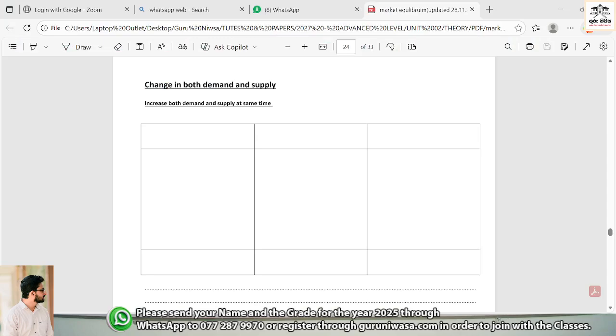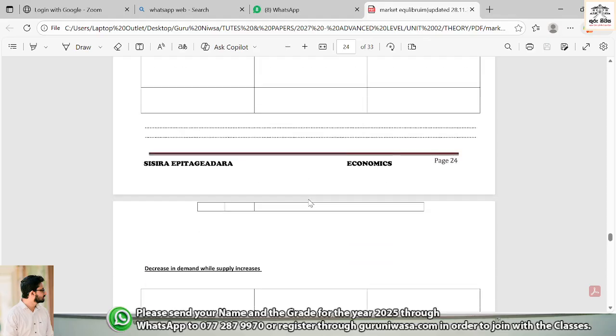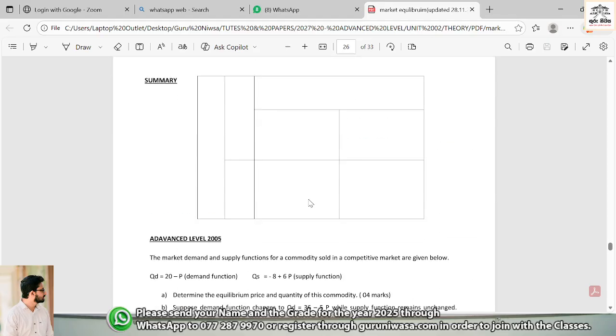I'm talking about this page. This one, the summary. We can make a summary for these 16 diagrams altogether. This table shows the summary of what happens when demand and supply change.